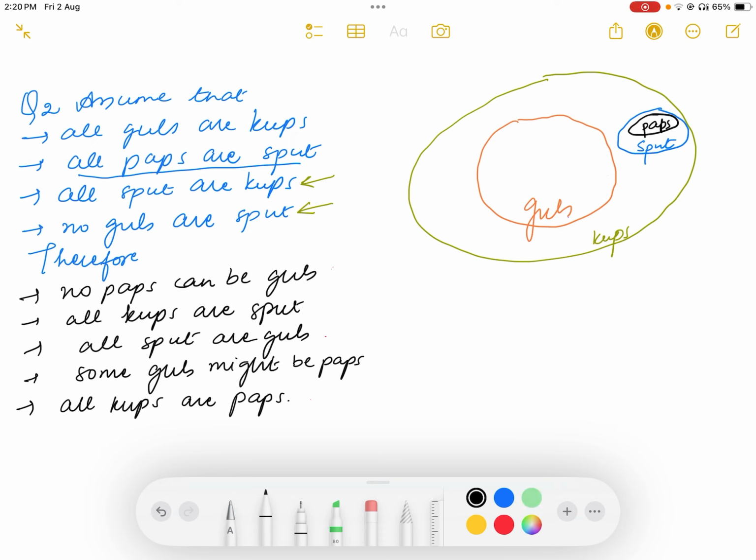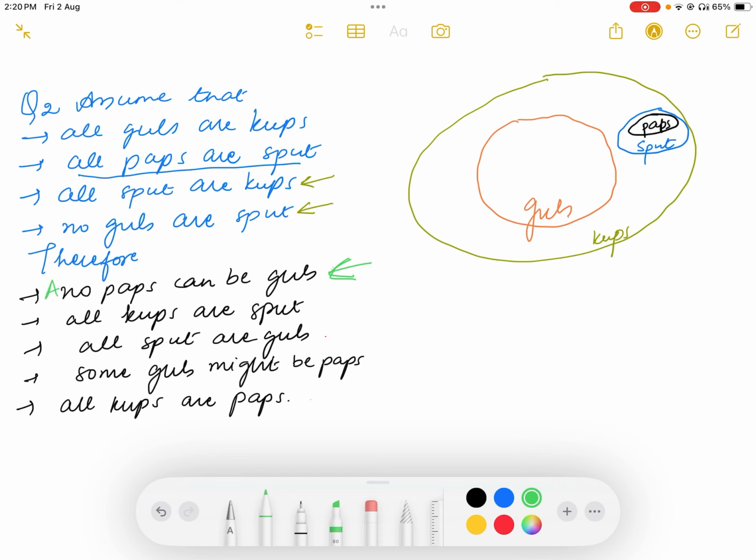Now we'll check the answer. No paps can be gulls should be the answer, because we can see that there is no sput which is gulls, and all the paps belong to sput. Hence we can say that no paps can be gulls, so it should be A. But we'll still go on to the other ones to check.